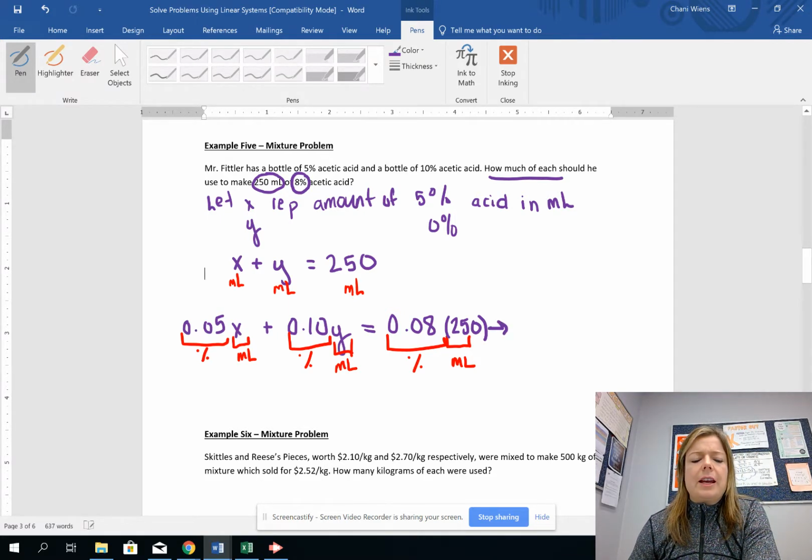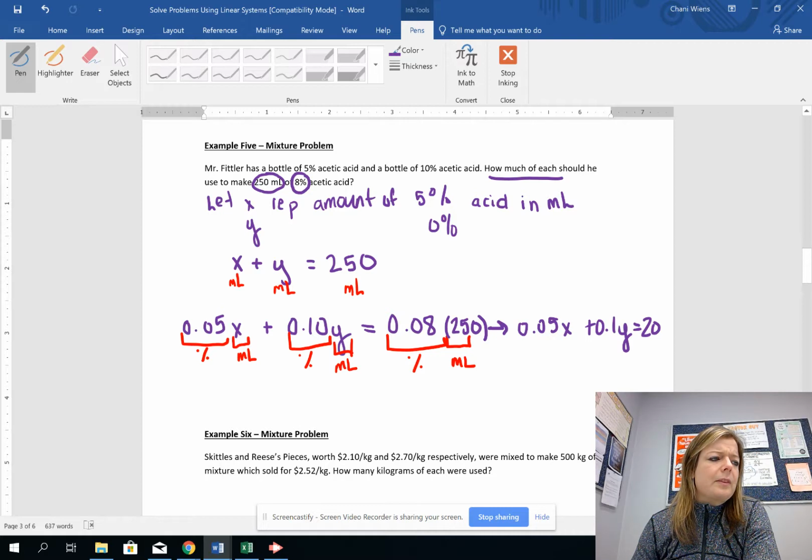So this one can be simplified to 0.05x plus 0.1y equals 20, because 8% of 250 is 20. I am not necessarily going to show the algebra here. We have two equations with two unknowns. You can use substitution or elimination.